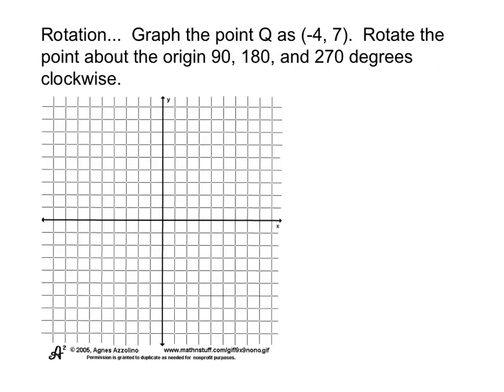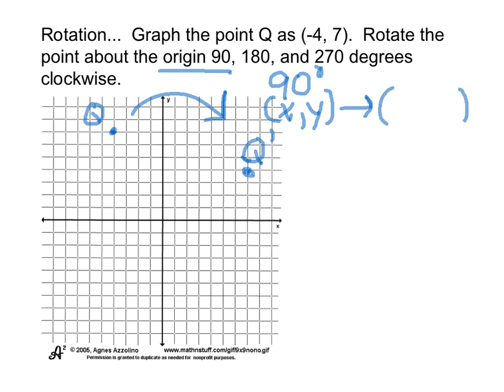In order to do a rotation, I'm going to start with graphing the point Q at (-4, 7). I'm going to label it Q. I'm going to rotate this about the origin 90 degrees clockwise. That's going to put me at (7, 4). And this gives me point Q prime. So really, with a 90-degree rotation, the x and y coordinates reversed order, and the x, the sign changed.